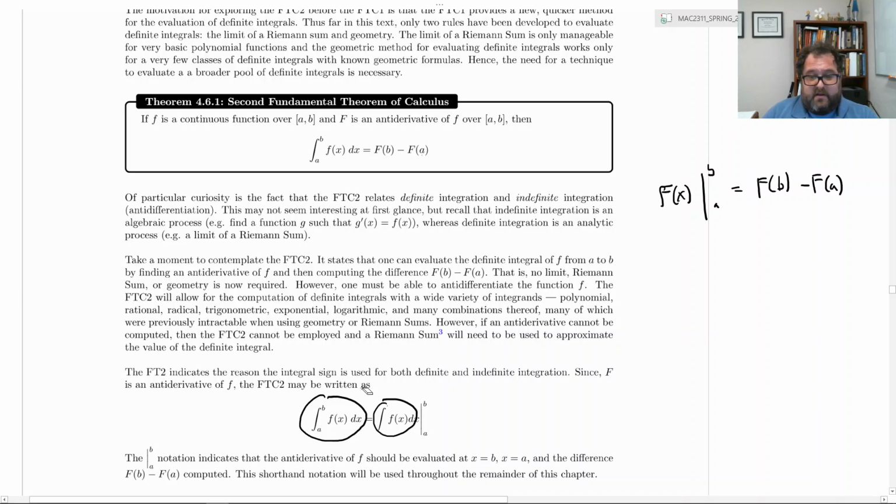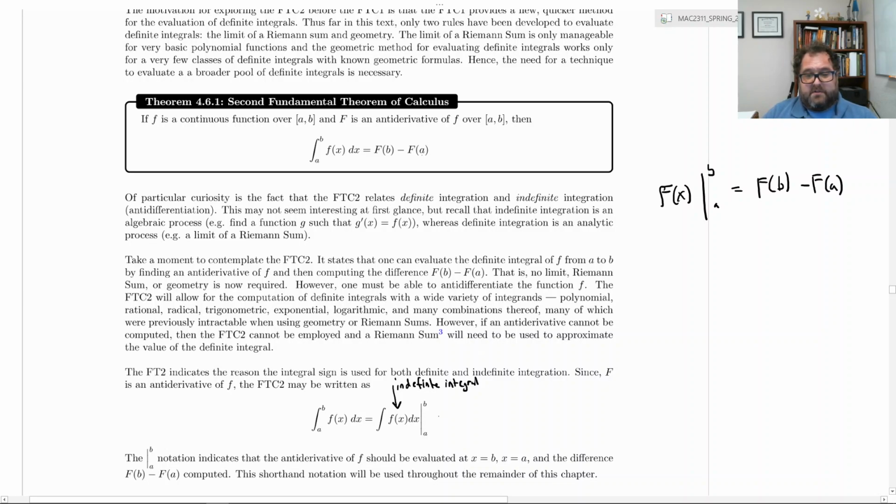So going back to my point down here, you see now perhaps the reason why we use an integral sign in both cases. Because a definite integral from A to B can be found by identifying the antiderivative, or we can call it an indefinite integral, and then evaluating the indefinite integral at B, at A, and then subtracting.